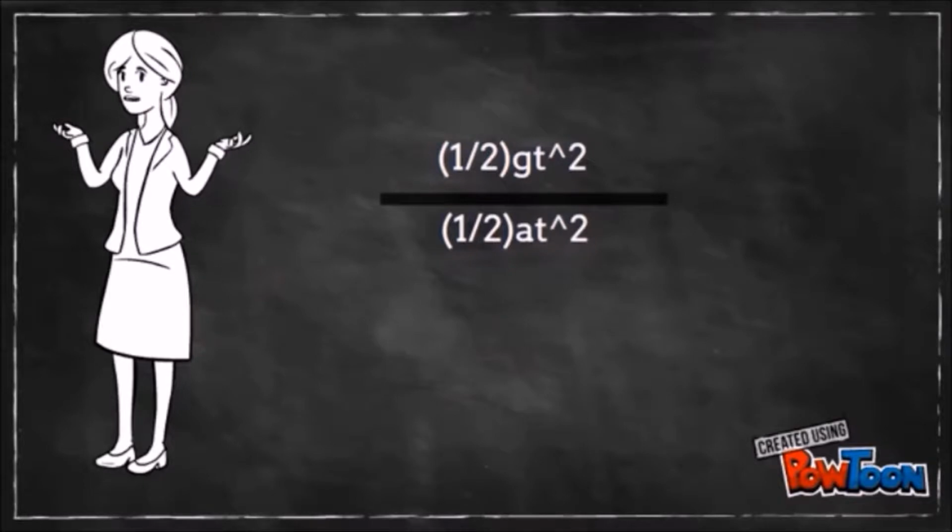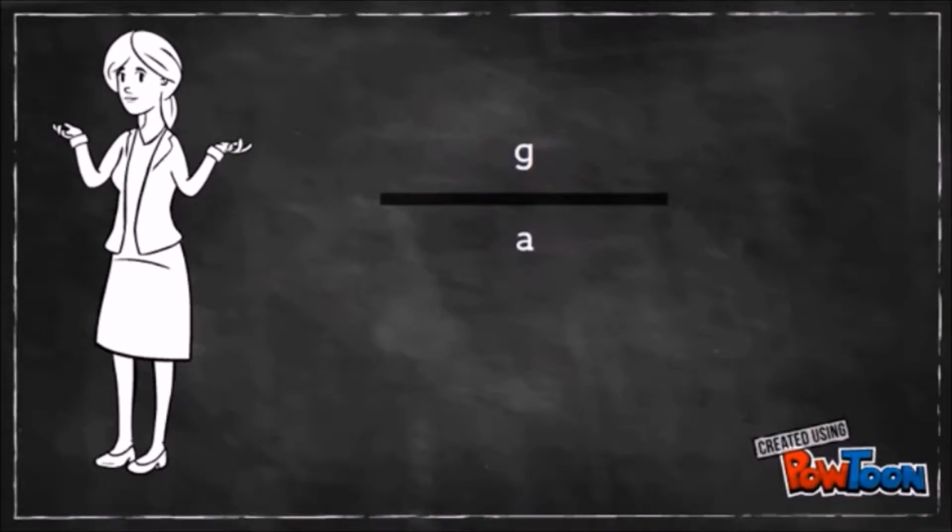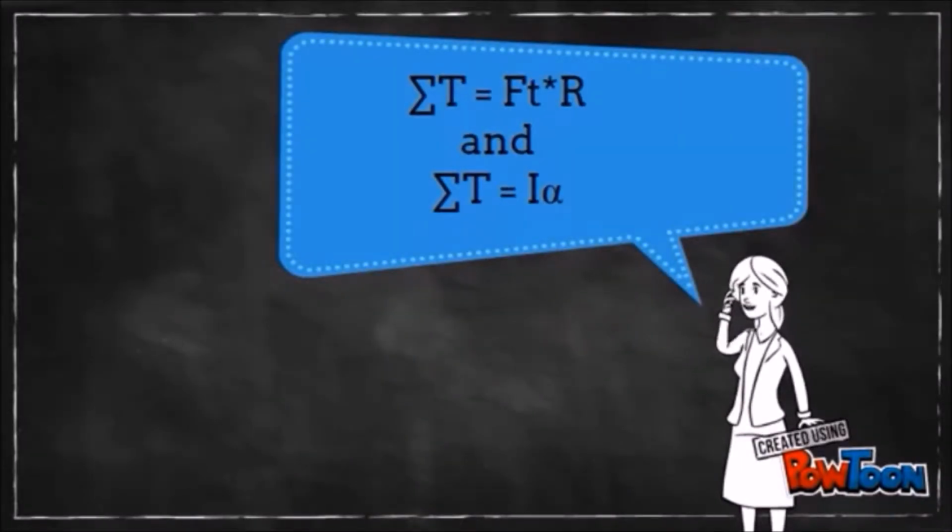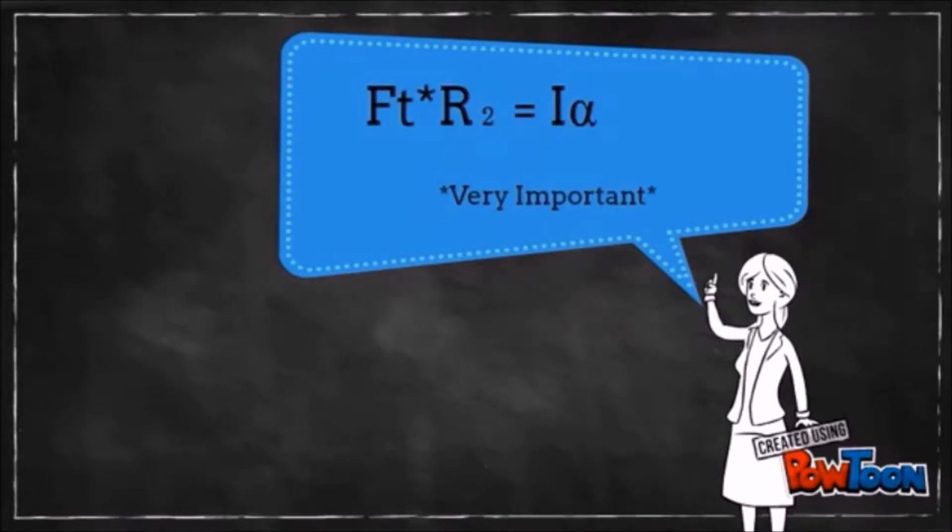Using a kinematics formula, the ratio of heights is 1/2 g t squared over 1/2 a t squared. After simplifying these equations, we get g over a. We don't know what a is yet. From there, we will start a torque equation. We say that torque is equal to the force of tension times the radius r2. Also, torque is equal to moment of inertia multiplied by alpha. With this, we can substitute these equations together to get a new equation.